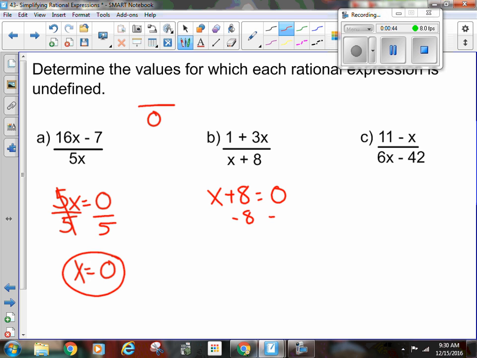We set our denominator to 0. We subtract 8 from both sides. So x equals negative 8. Because if I plug negative 8 back in here, negative 8 plus 8 equals 0. Okay, and we can't divide by 0.